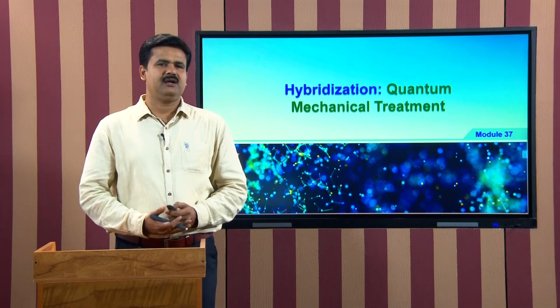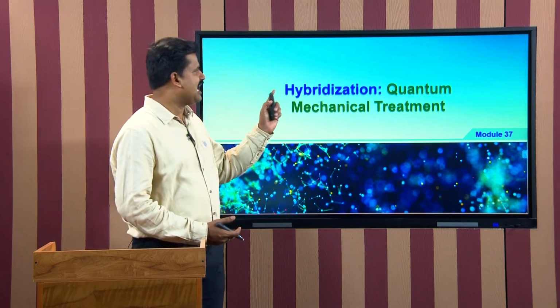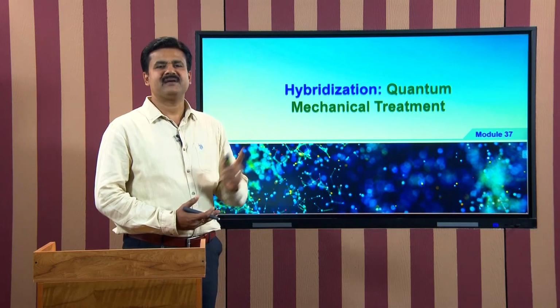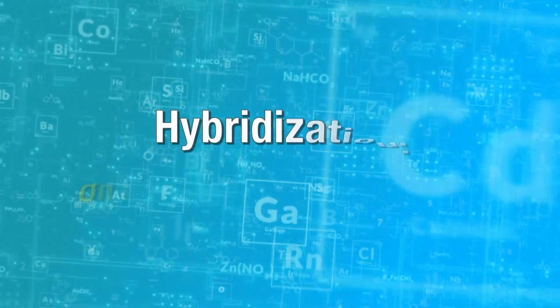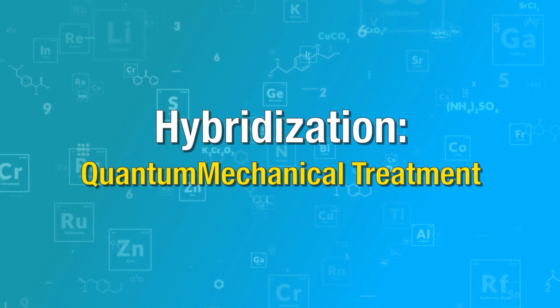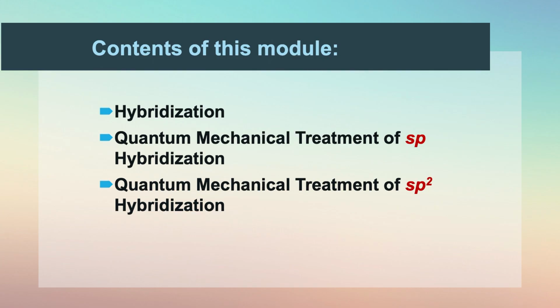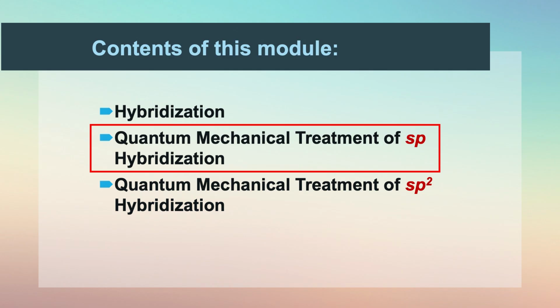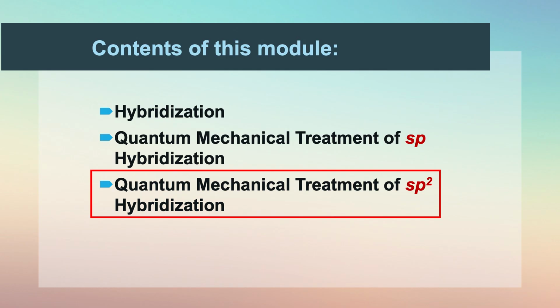In this module, we are focusing on hybridization, quantum mechanical treatment. The contents of this module include hybridization, its definition and various aspects, quantum mechanical treatment of sp hybridization, and the quantum mechanical treatment of sp2 hybridization.